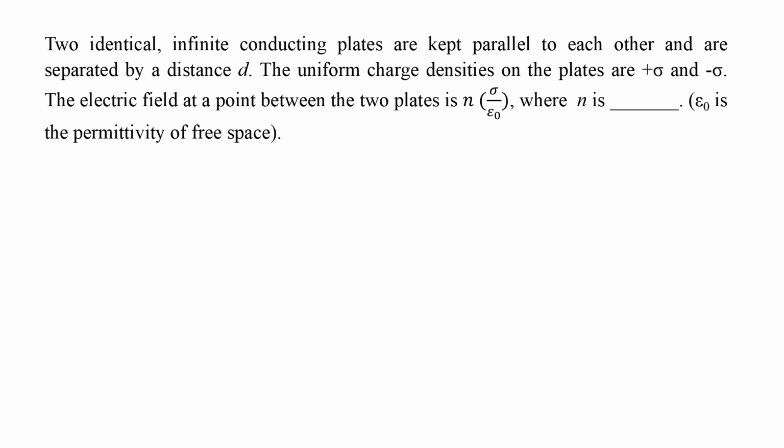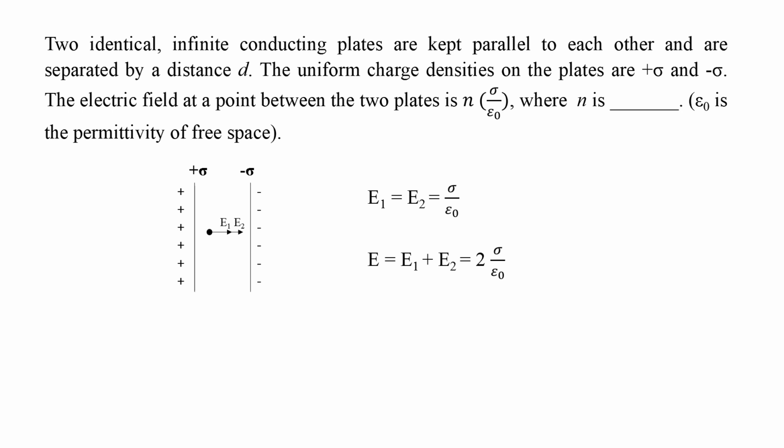The next question says, two identical infinite conducting plates are kept parallel to each other and are separated by a distance d. The uniform charge densities on the plates are plus sigma and minus sigma. The electric field at a point between the two plates is n sigma by epsilon naught, where n is dash and epsilon naught is the permittivity of free space.